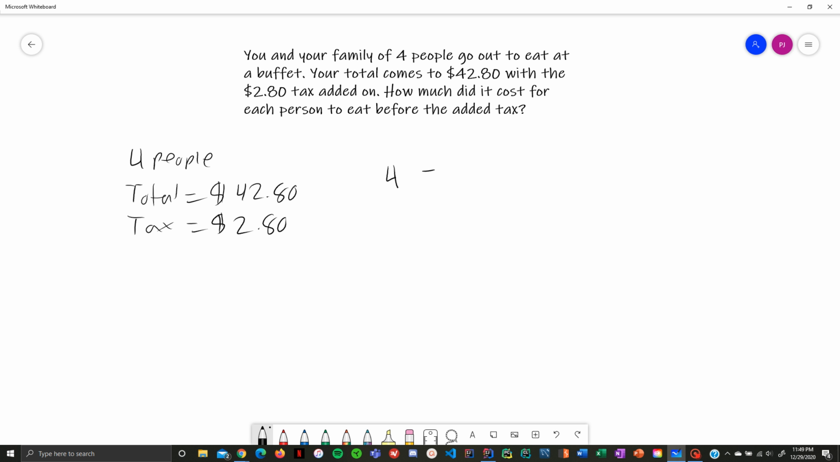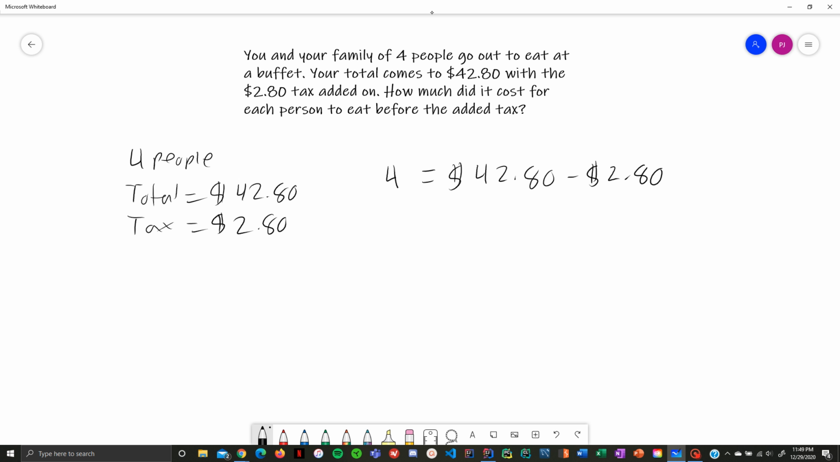So to set up this equation, well, first we have to think, well, the 4 people in total made the bill come out to $42.80. But then we have to reference that we're trying to figure out how much it costs for each person to eat before the tax was added on. So we have to subtract the tax from the final bill in this equation. So the next part that we're going to write is we're going to get rid of that $2.80 tax.